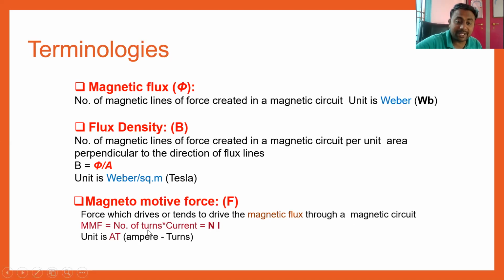It is defined as the number of turns multiplied by the current flowing through it. The number of turns is represented with N and the current with I, so MMF equals NI. The unit for the number of turns is turns, and for current is ampere, so the unit for MMF is ampere turns.